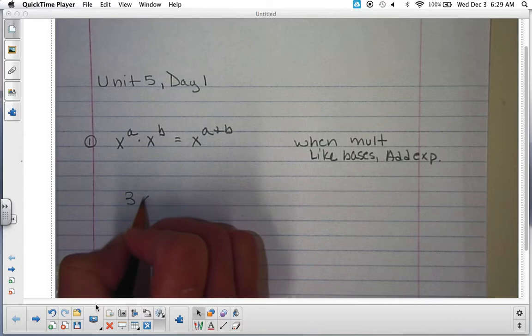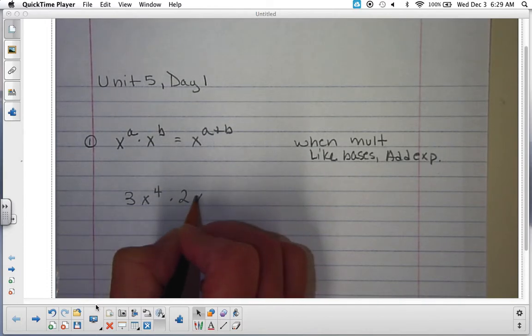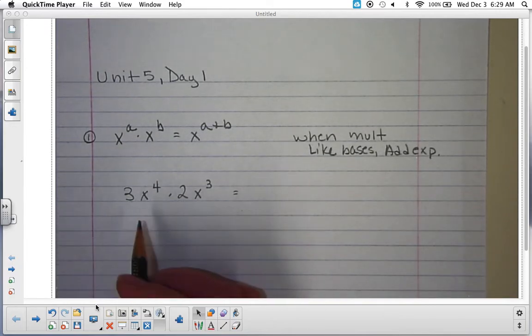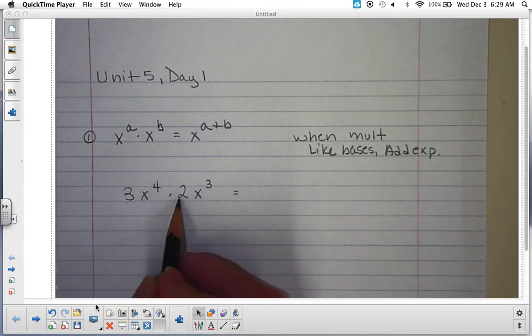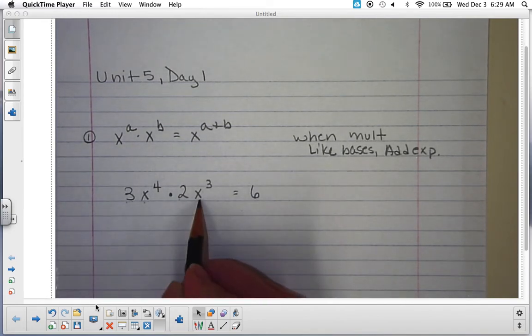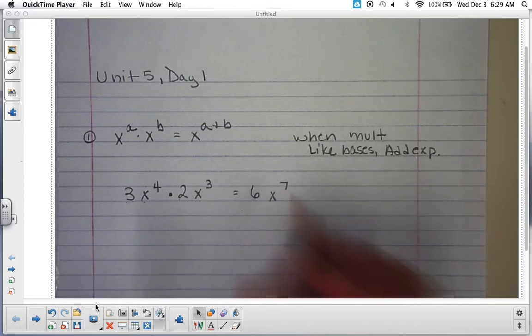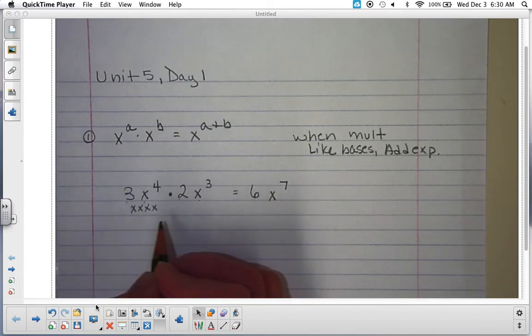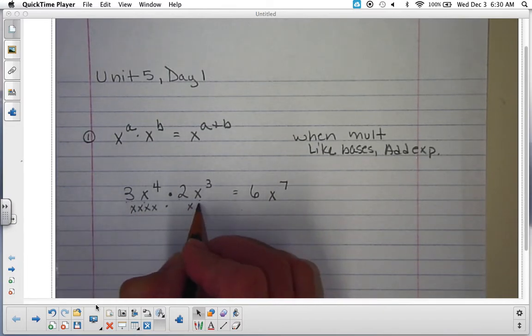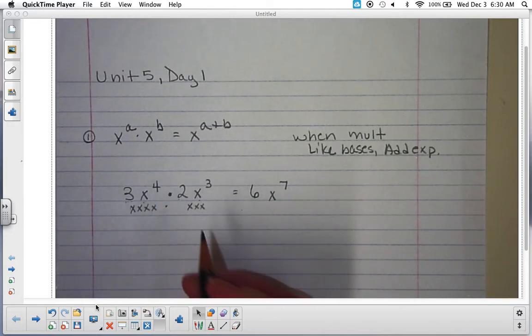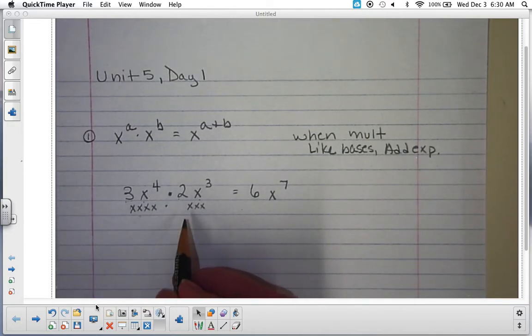So if I have something like 3x to the 4th times 2x to the 3rd, my answer here is 6x to the 7th. These are not the bases, these are coefficients, so those really do multiply. But here, x to the 4th and x to the 3rd, when you're multiplying, will make x to the 7, not x to the 12. So think about what it is. It's x times x times x times x, 4 of them, times x times x times x, 3 of them, the total 7 of them, and that's why you end up adding when you're actually multiplying. So you don't have to write this out, but you certainly could if you were unsure.